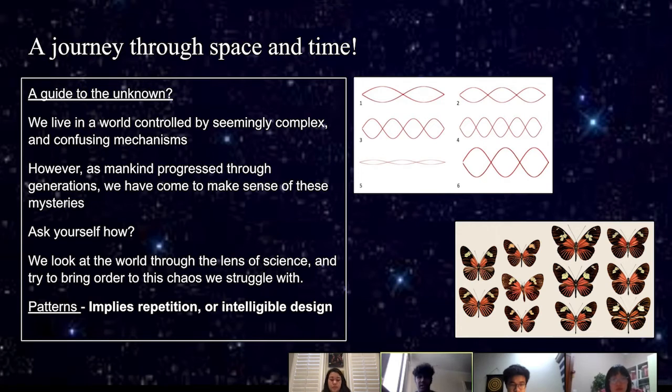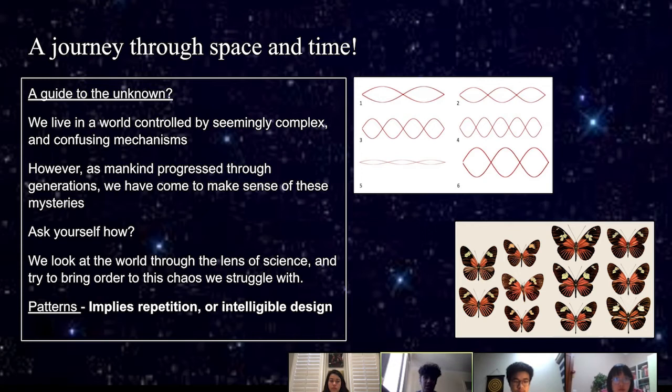Before we move on to the idea of groupings of stars, I think it's important that we have an intrinsic idea of patterns. Put this against the context of the times we live in. We live in a world controlled by seemingly complex and confusing mechanisms. However, as mankind progressed through generations, we've come to make sense of these mysteries. Ask yourself exactly how. The answer to that is science.